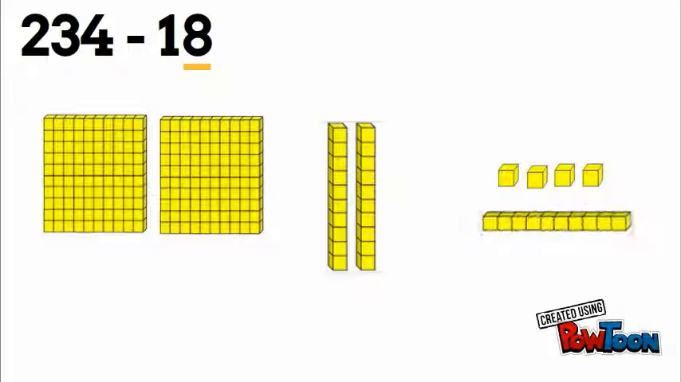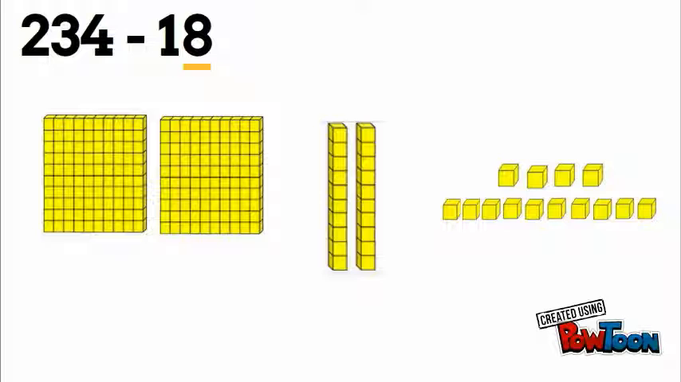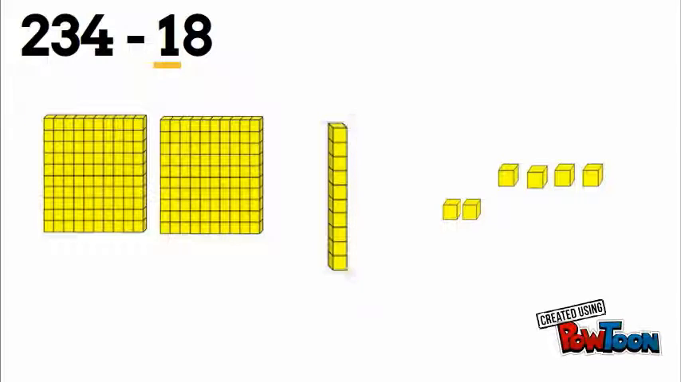So this is where unbundling comes in. We're going to take one of our tens and unbundle it into 10 ones. Now we have enough to take away. So I can take away 8 of my ones now. Now, let's move on to my tens place, take away 1 ten, and what's left is our answer.